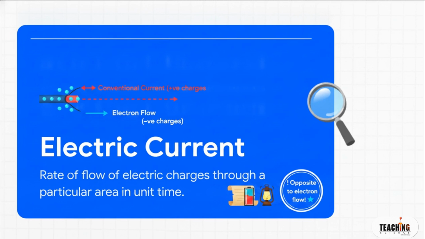It's literally the rate of flow of electric charges through a particular area in a unit of time. But hey, here's a fascinating piece of history, and it's a super common exam trick too. When electricity was first observed, electrons hadn't actually been discovered yet. So scientists just assumed positive charges were the ones moving. Because of that, today we conventionally say the direction of electric current is opposite to the direction of the actual flow of negative electrons. You definitely want to keep that in mind.